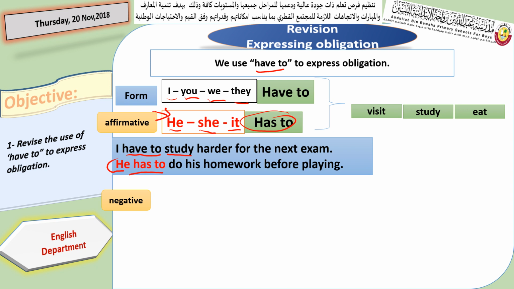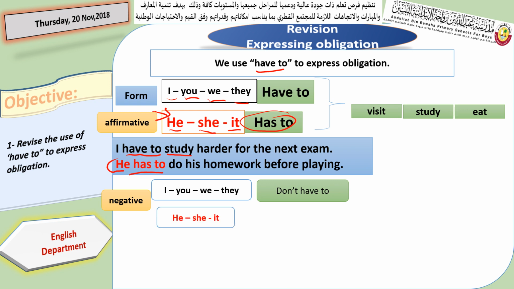Now moving to the negative form ننتقل إلى الشكل النفي عندما تكون الجملة منفية بمعنى لا يتوجب عليه أو لا يتوجب عليها. For example with I, you, we, they مع أشكال الفاعل هذه مرة أخرى نستخدم don't have to لا يتوجب. And with he, she, it we use doesn't have to.